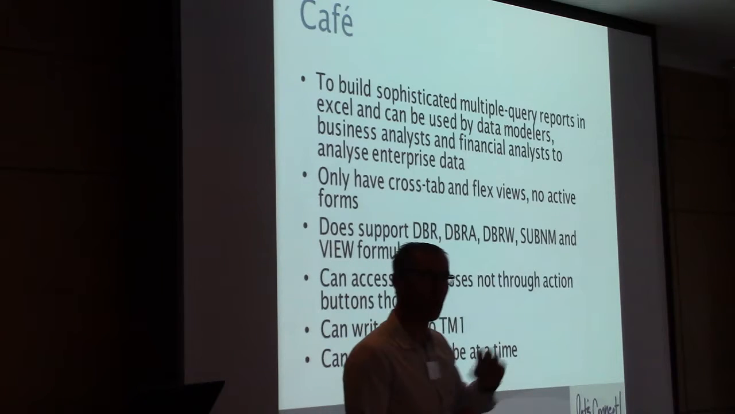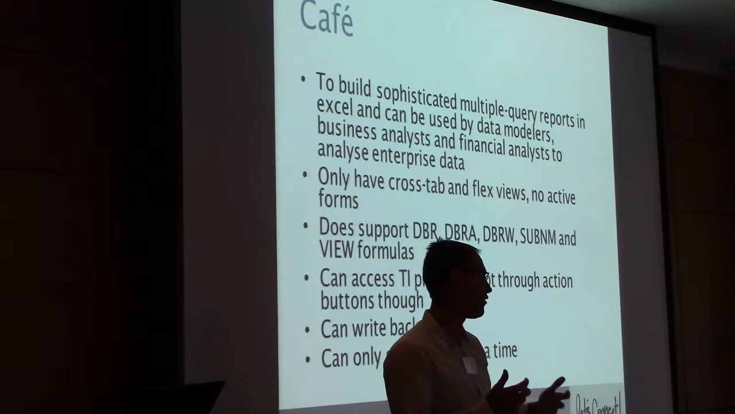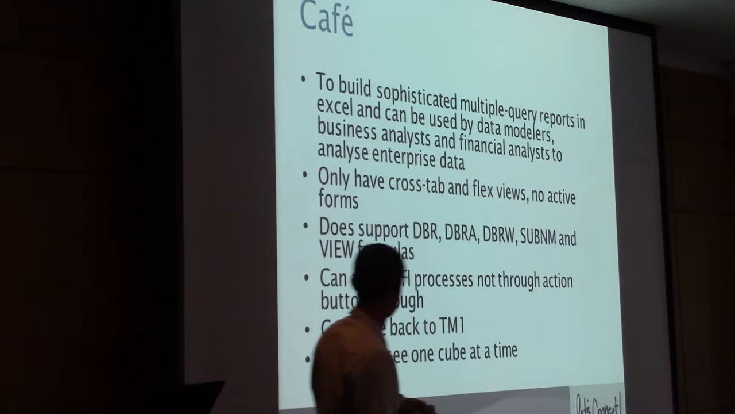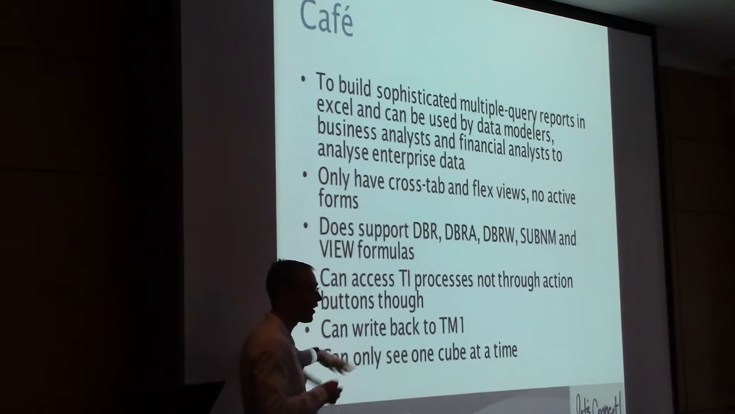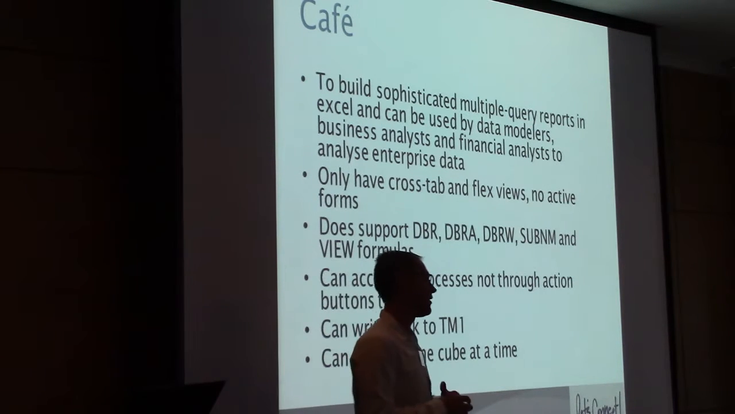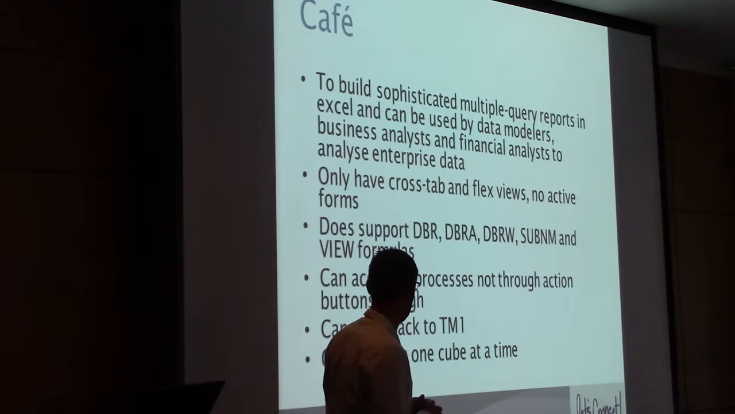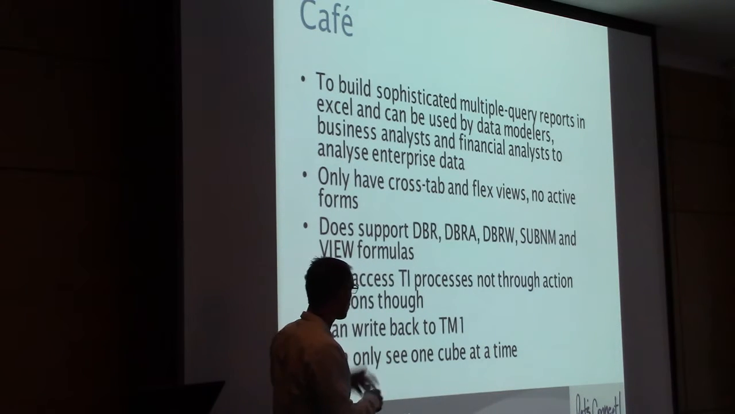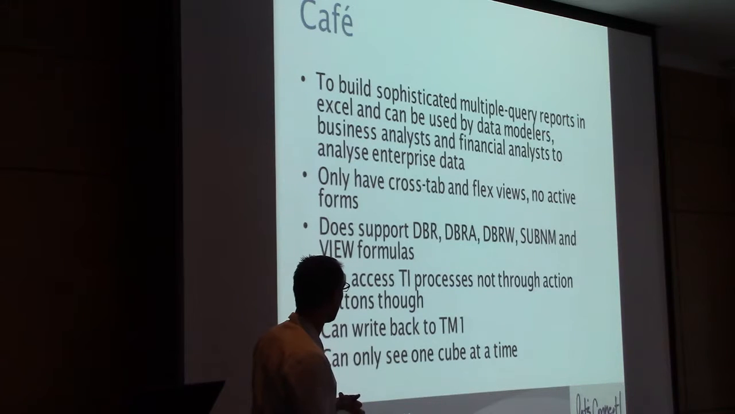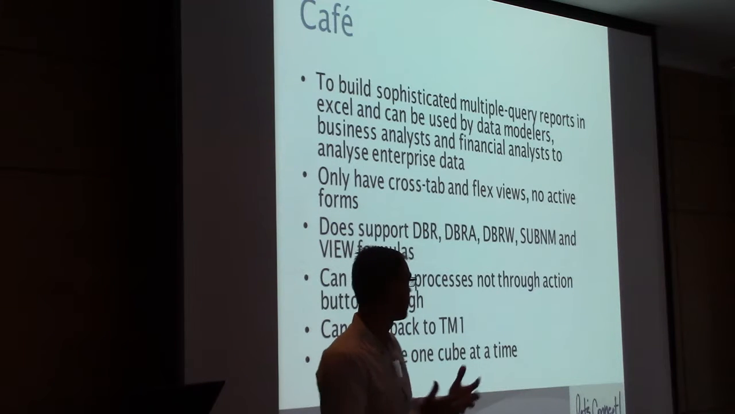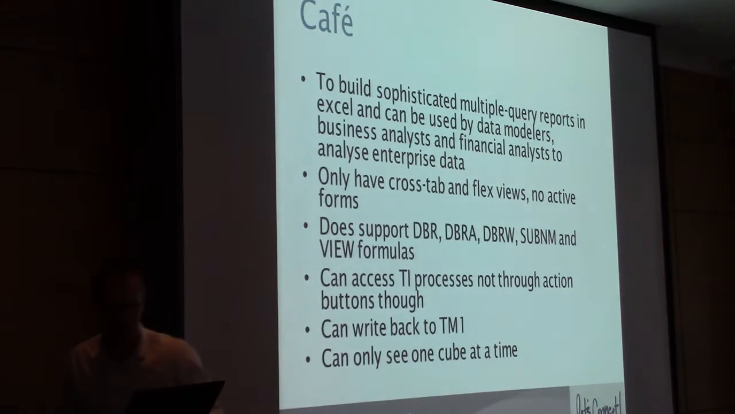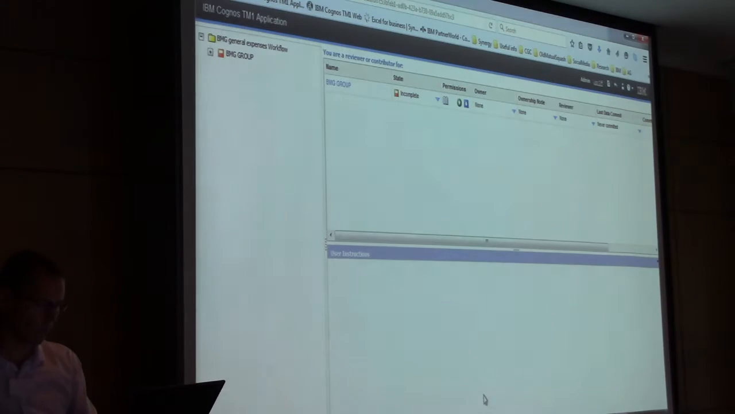That basically means that when you log into Cafe, you can use any of the reports that you've pre-built, but you'll see that there are a few limitations. You can only see one cube at a time, which is a little bit difficult for us in terms of how we've deployed it. But you can do the full write back. You can access TurboIntegrator processes, and your cross tab and flex views. I'll take you through what that looks like now. But at this stage, no active forms. But IBM is investing heavily into this area, and they've tried to simplify the interface.